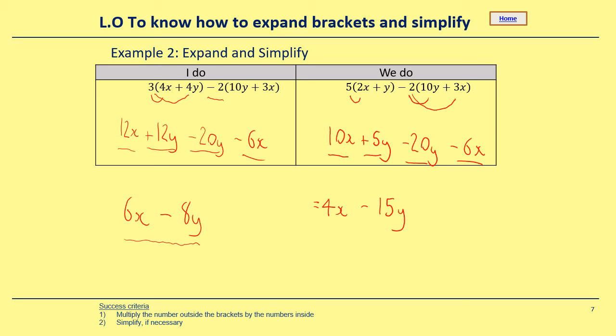So really well done if you got this correct. If you got this as your answer, you're doing absolutely fantastic. If you didn't, maybe just look at my example, see if you can spot where you've gone wrong and correct it for next time.